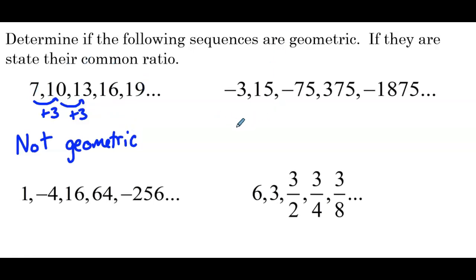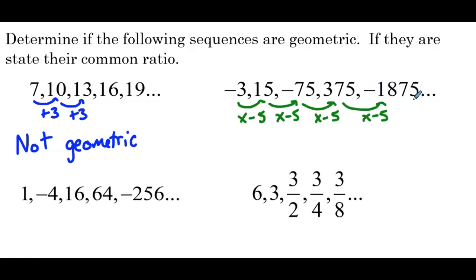The next sequence they've given us, -3, 15, -75, 375, -1,875, continuing on. Okay, so the fact that we're going from negative to positive from term to term means we definitely have some sort of multiplication happening. We wouldn't be able to do that by adding or subtracting the same amount each time. So let's see. To go from -3 to 15, we'd multiply by -5. And then 15 times -5 is -75. -75 times -5 is 375. And 375 times -5 is -1,875.